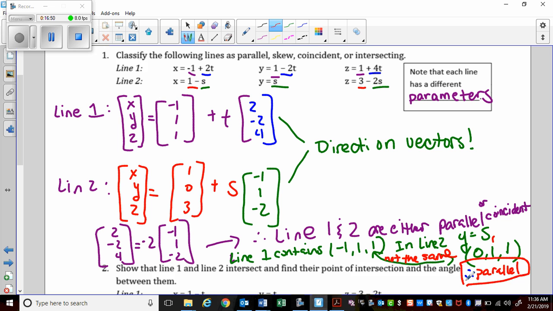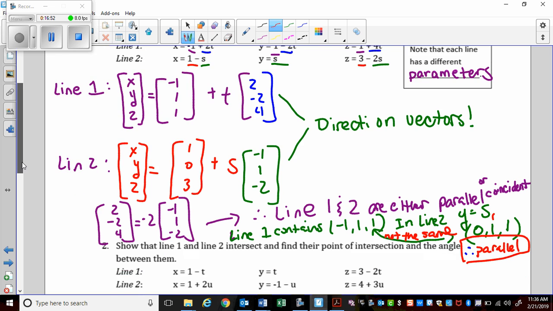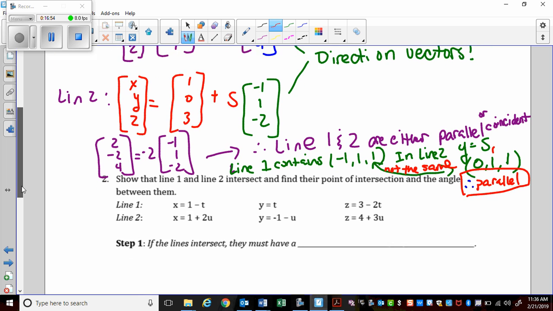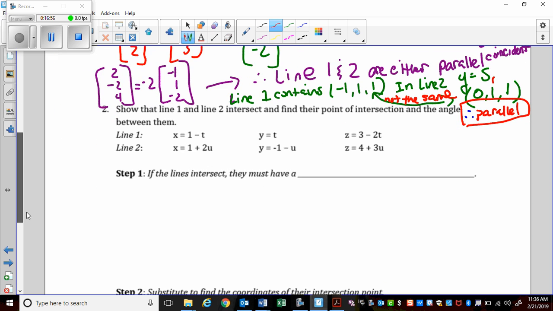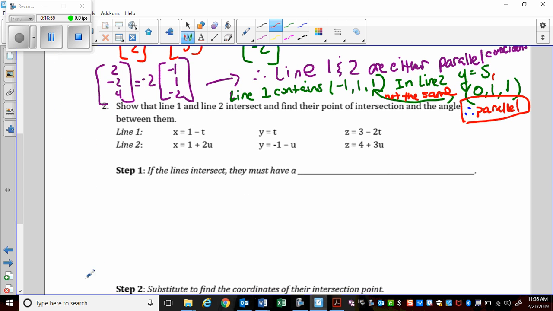Okay. Let's do another one. Show that line 1 and 2 intersect and find their point of intersection and the angle between them. This is a very good question. Let's go over it. If they intersect, they must have a common solution.